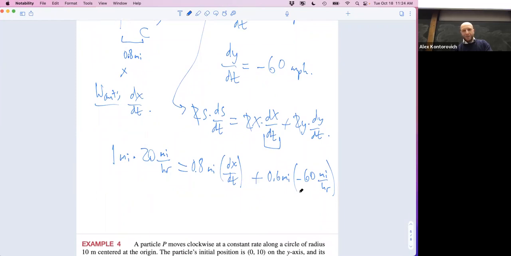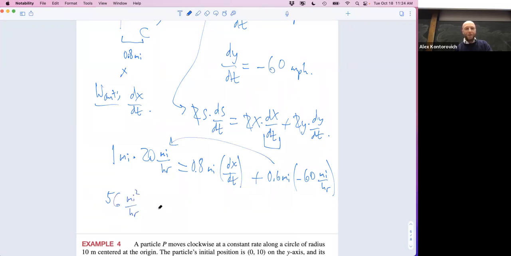Is this not too bad to do in our heads? So what am I getting here? 0.6 times 60, that's 6 times 6, that's 36. So that's a negative 36. This is a 20. 36 and 20 is 56. So I think when I move this to the other side, I get a 56. Somebody please check that I'm doing this right.